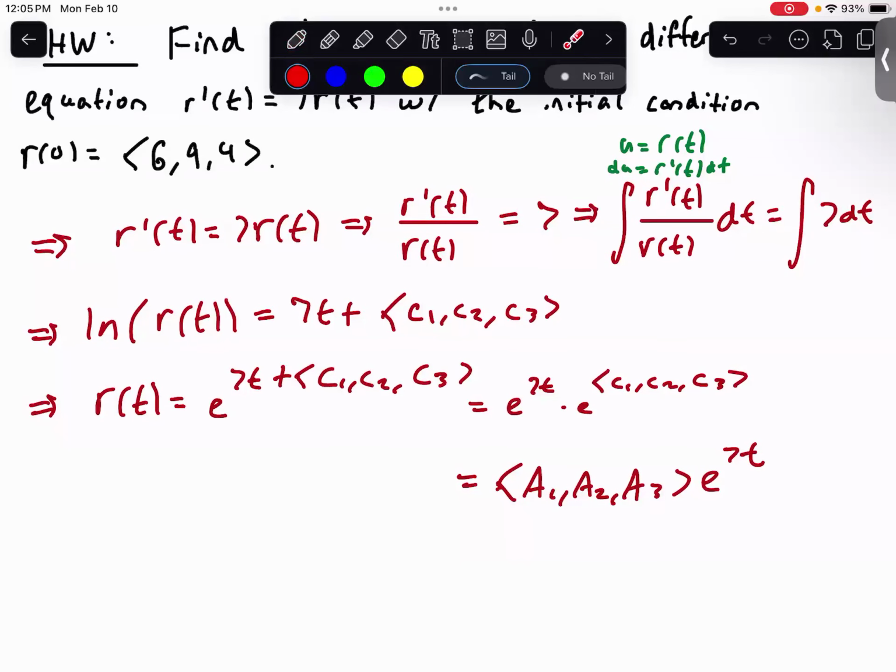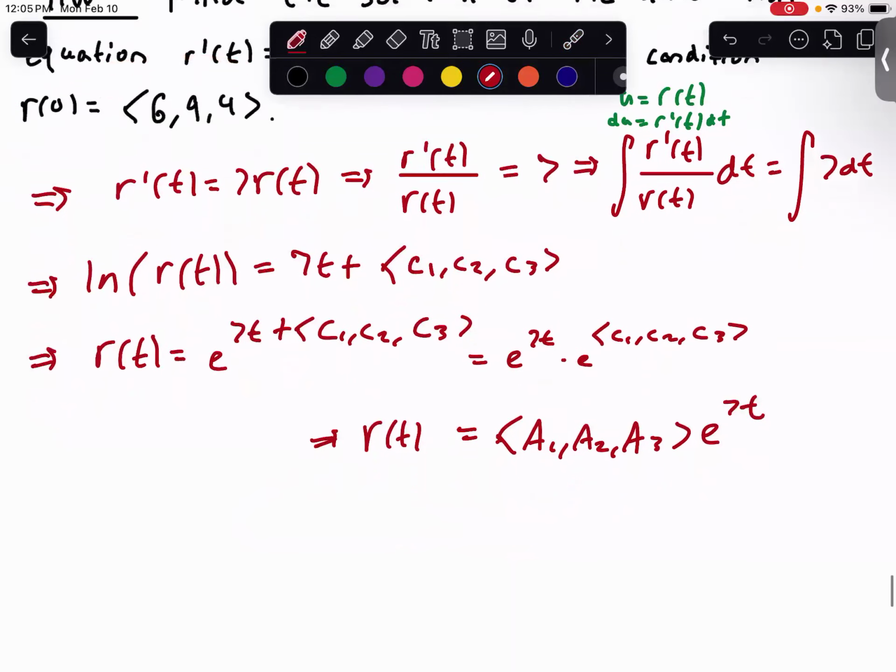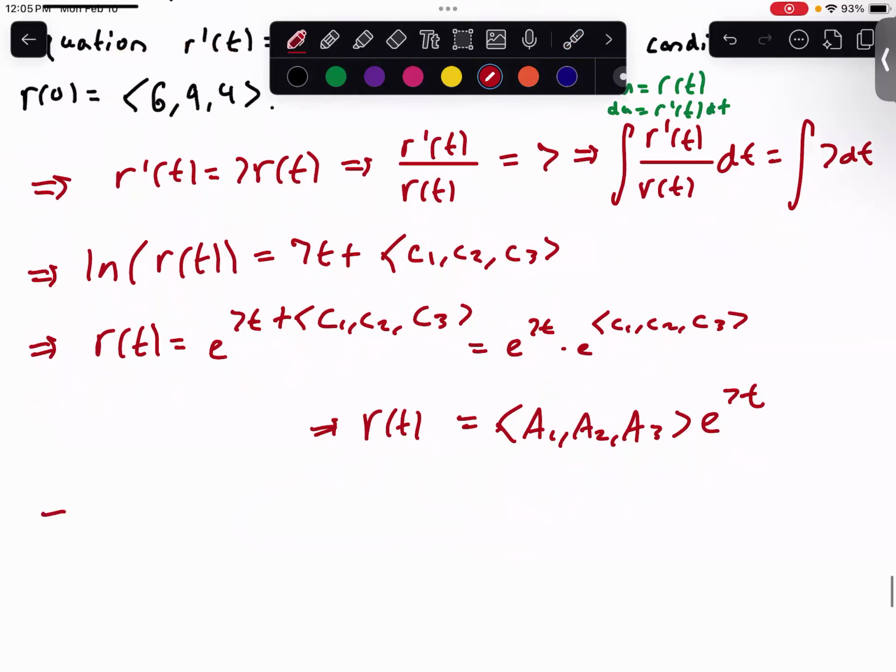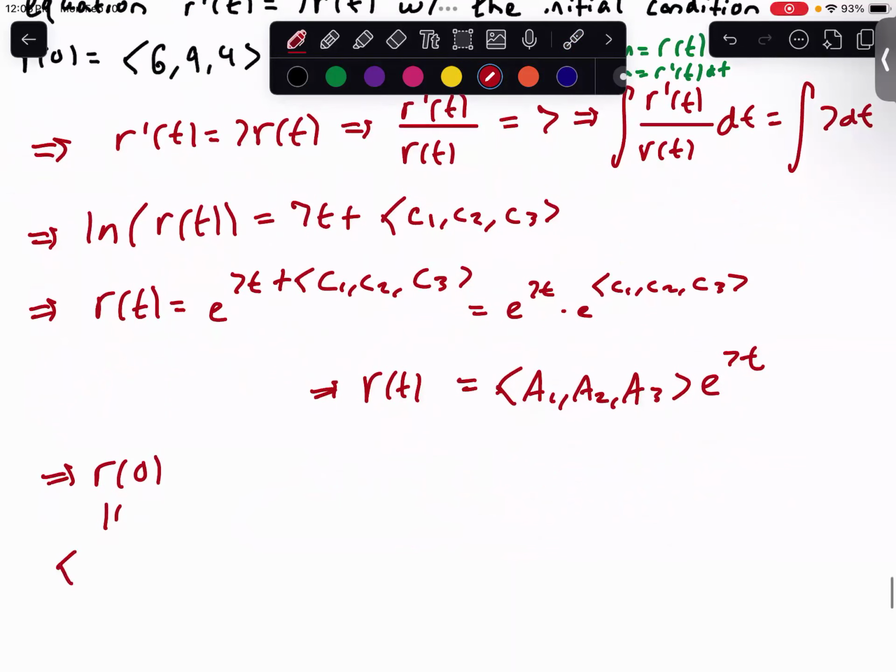Right? So if you bring down, like we said, R of t is equal to this that we have here. So just bringing down the R of t, this is the same as saying R of t is equal to what we have here. And so to determine what A1, A2, and A3 are going to be, you just use this initial condition, right? So when t is equal to 0, we have R of 0. This is equal to 6, 9, 4.